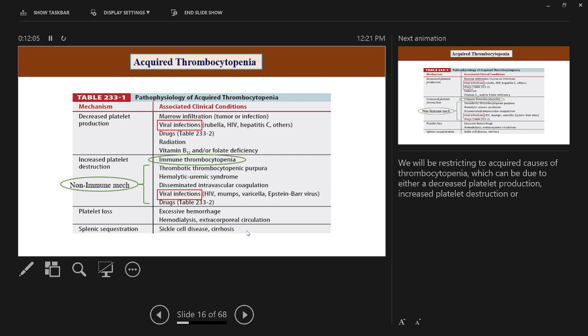So one more thing to remember is that viral infections and drugs cause both decreased platelet production and also increased platelet destruction.